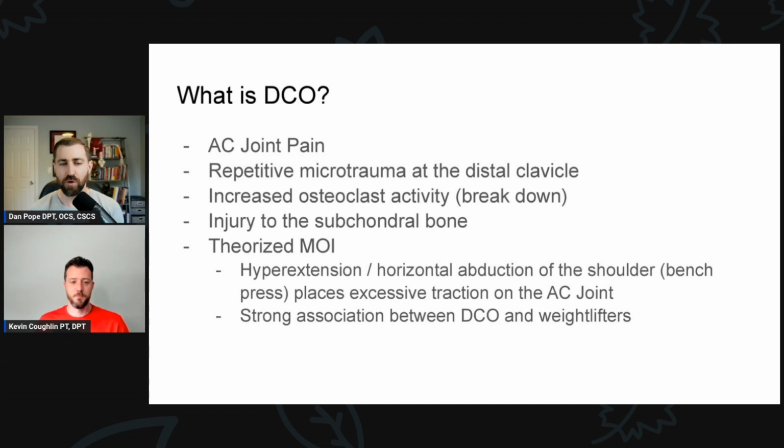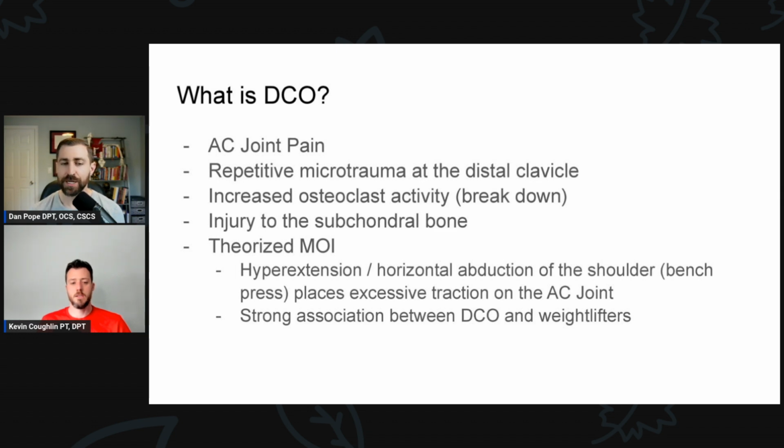Okay, so first and foremost, what is DCO? Generally speaking, it's AC joint pain of a particular variety. We'll talk about the anatomy in a second. It's due to repetitive microtrauma at the distal clavicle, particularly during movements like bench press. It consists of increased osteoclast activity. I don't know if you guys remember the whole osteoclast, osteoblast. Osteoclast breaks down material. Osteoblast builds it back up again. So at the distal clavicle, you've got a breakdown of the bone underneath of the cartilage, right?